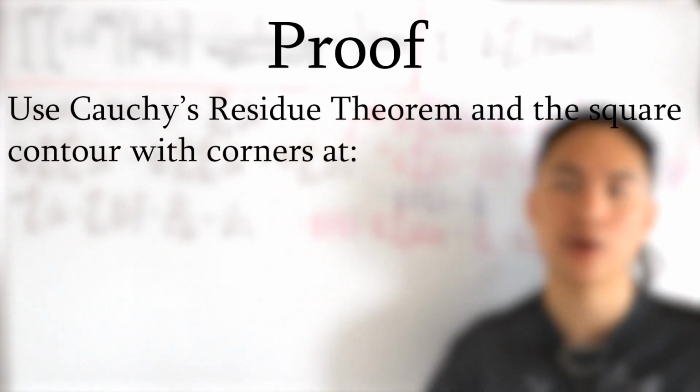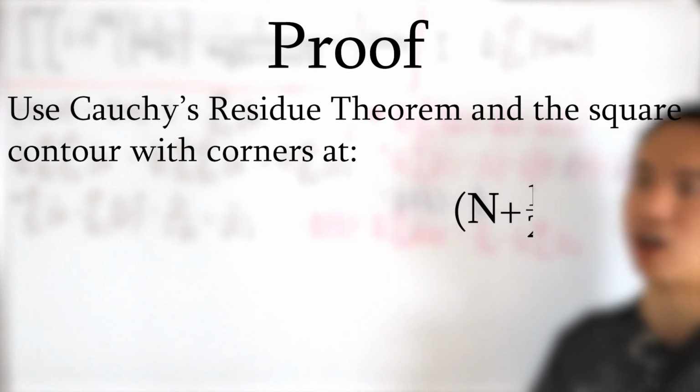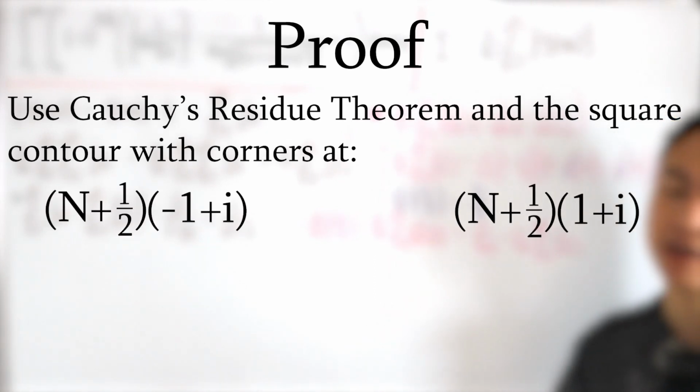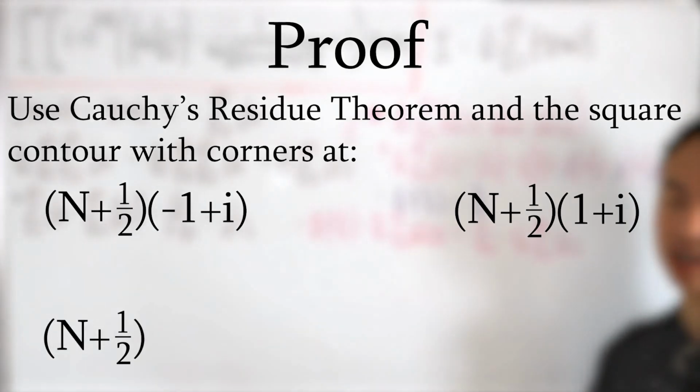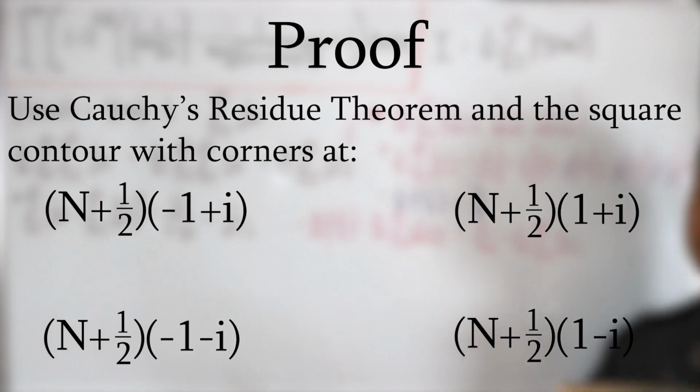So the proof really is you just use Cauchy's residue theorem along the square contour with the following corners. We have N plus 1/2 times 1 plus i, N plus 1/2 times negative 1 plus i, N plus 1/2 times negative 1 minus i, and then N plus 1/2 times 1 minus i.